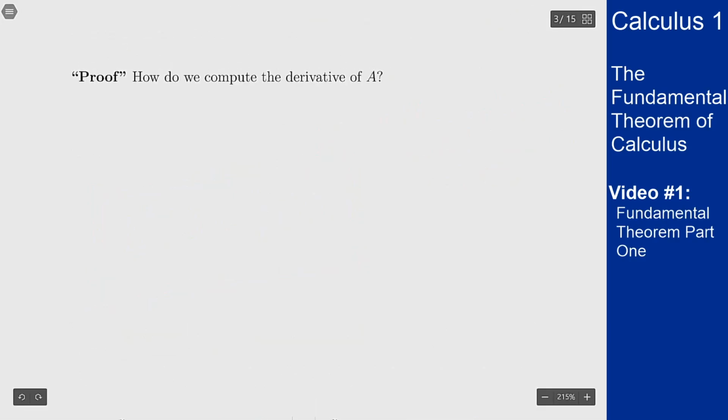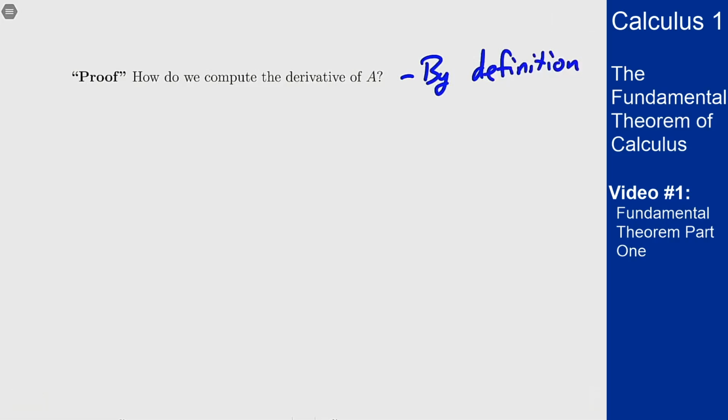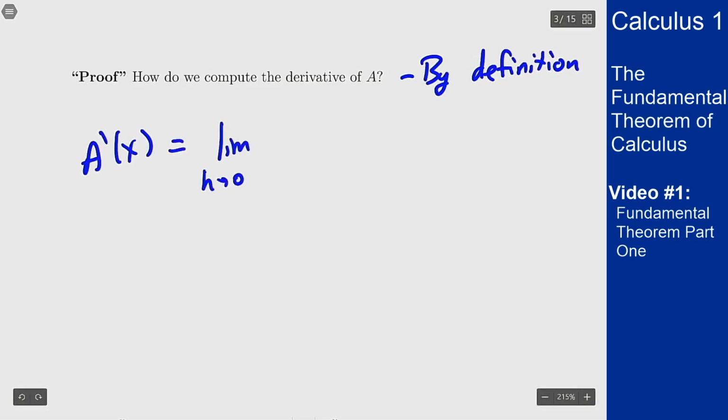So why is this true? Well, how do we find the derivative of A? Well, A is a weird function, so the only thing we really have is to do it by definition. I know it's been a while, but we're going to do it that way anyway. So A prime at x should be the limit as h goes to 0 of A of x plus h minus A of x all over h.